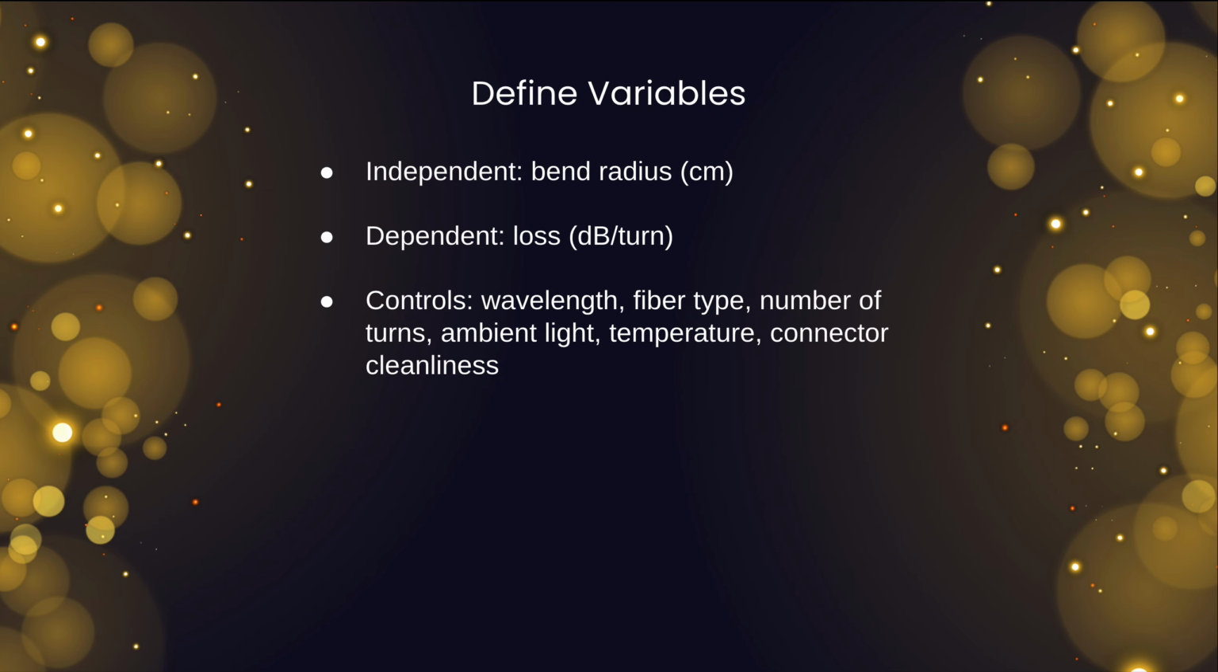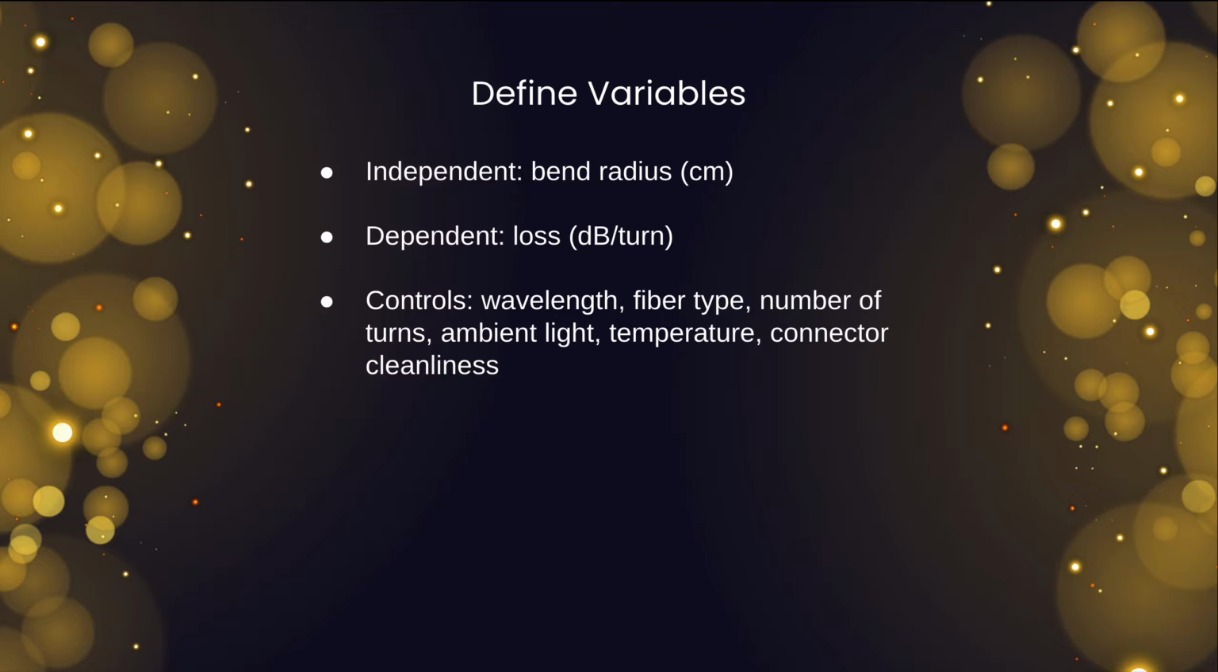And so now it's time to define our variables. And so there are three you should think about: independent variables, dependent variables, and control variables. So the independent variable is what you vary intentionally. So like bend radius, we're changing it intentionally to produce an effect, and that effect is a dependent variable. So we're not changing the dependent variable, but it is a result of us changing the independent variable.